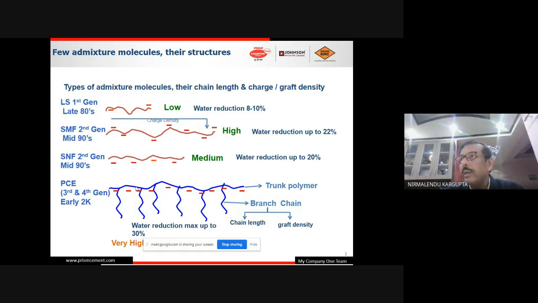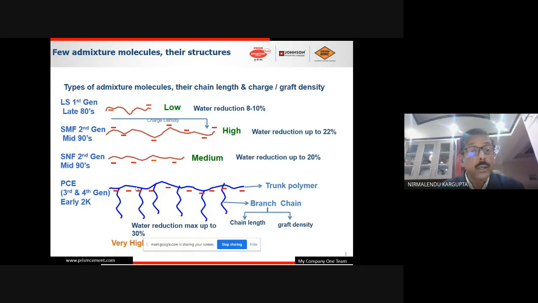Sometimes it will be a water reducer and a slump retainer, two functionalities. It may be a rheology modifier. It may also have corrosion inhibiting properties. So when more than one functionality is there in one polymer, it is called fourth generation. And it came in the early 2000s.